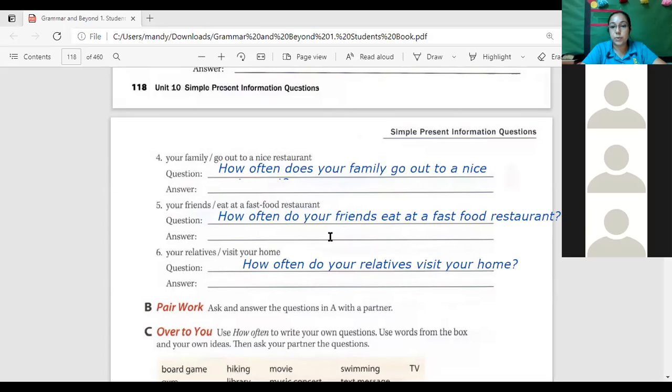Okay, that's good. Did you finish? Yes? So you tell me when you finish. Remember, we can answer in a short form or in a long form. How often does your family go out to a nice restaurant? We go out every weekend. Or you can only answer every weekend. Both are okay. Okay, that's good. Thank you, Lucas.